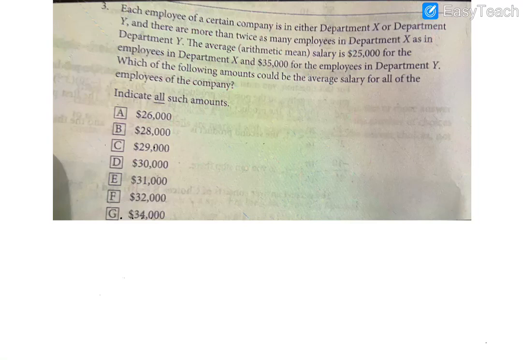Okay, on this first problem, they are telling us that the employees in Department X, that there are more than twice as many in X as there are in Y. So you know that X is more than twice as many as you have in Y. And then they're telling us that the average for the employees in X is 25,000, and the average in Department Y is 35,000.